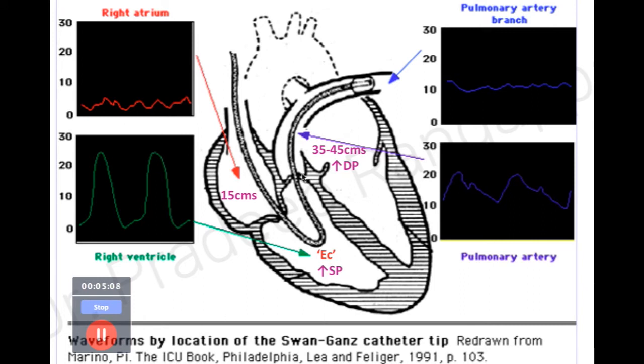Then it enters the pulmonary artery at around 35 to 45 centimeters. It is sitting at the pulmonary artery where it reaches the pulmonary artery pressure. So this is the waveform you get in the pulmonary artery. When it is sitting in the ventricle, you get this waveform. When it is sitting in the right atrium, you get the right atrial trace. And then here you see the balloon inflated. That is where it gets inflated, and then you'll get this wedge pressure.